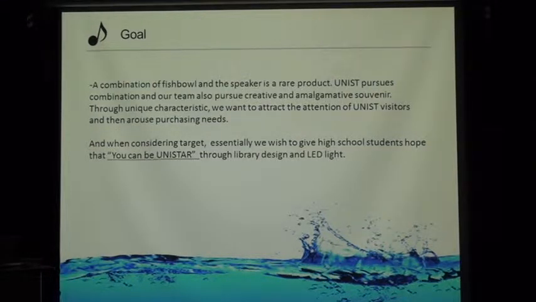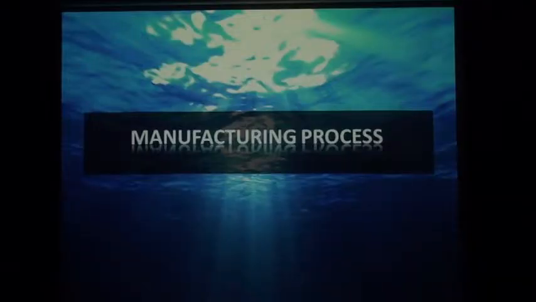And our goal, when considering the target, is essentially to give high school students hope that you can become a Unistar through the library design and LED light. Usually light means hope, so we used LED light.